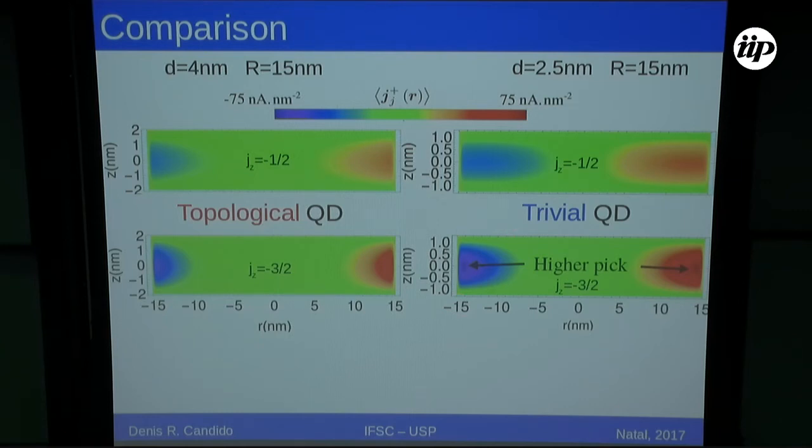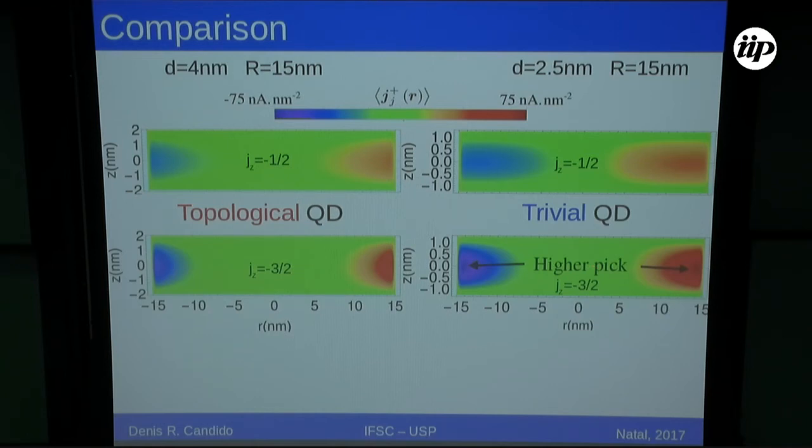This is not a surprise, since the trivial quantum dot has a thickness smaller than the thickness of our topological quantum dot. Because to have a topological quantum dot, we needed a thickness greater than 3.3 nanometers. So in this case, the current will spread a bit. So we find a higher peak in small nanostructures.